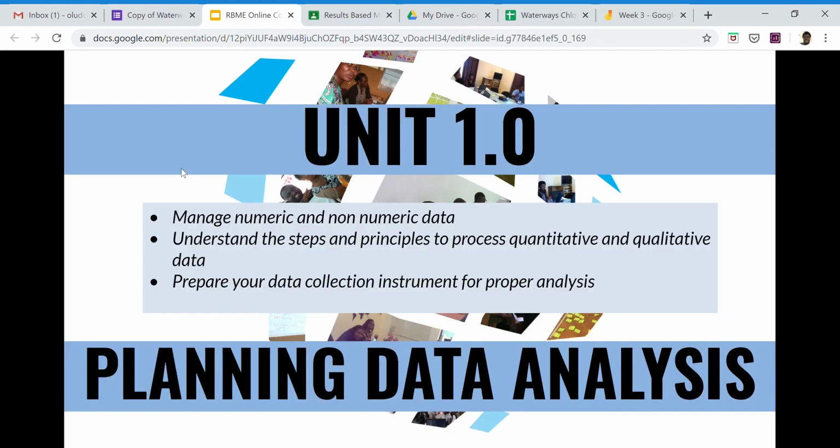So this is unit one, which is us trying to plan our data analysis. This will not be restricted to quantitative data analysis, but we will move with the flow and have proper discussion around this. In this unit, I hope that we'll be able to manage numeric and non-numeric data, whether it's quantitative or qualitative responses from beneficiaries. Also, we should be able to understand the steps and principles to process quantitative and qualitative data, and prepare your instrument for proper analysis.